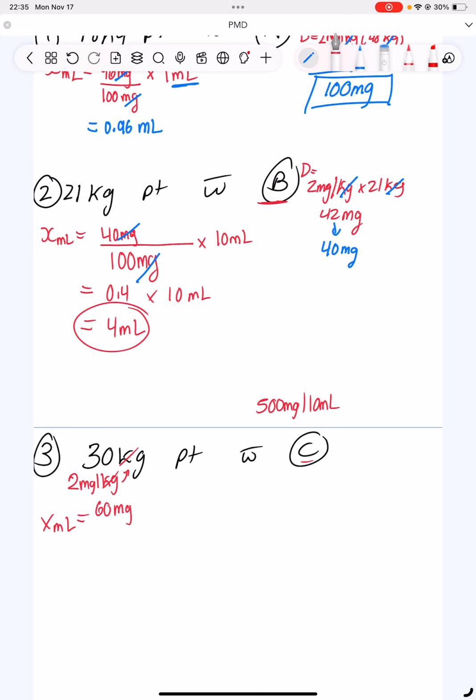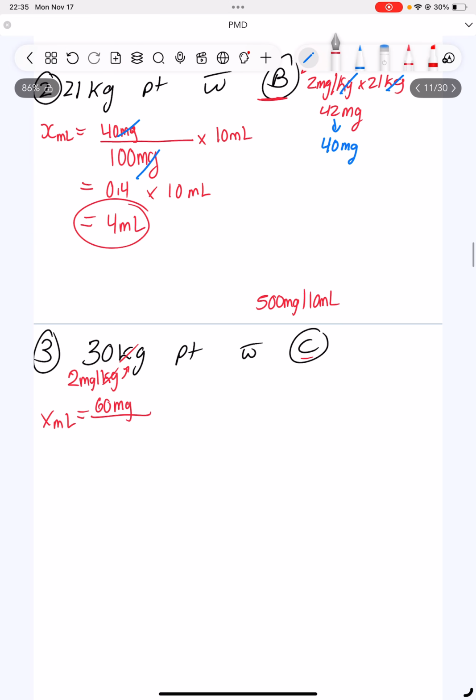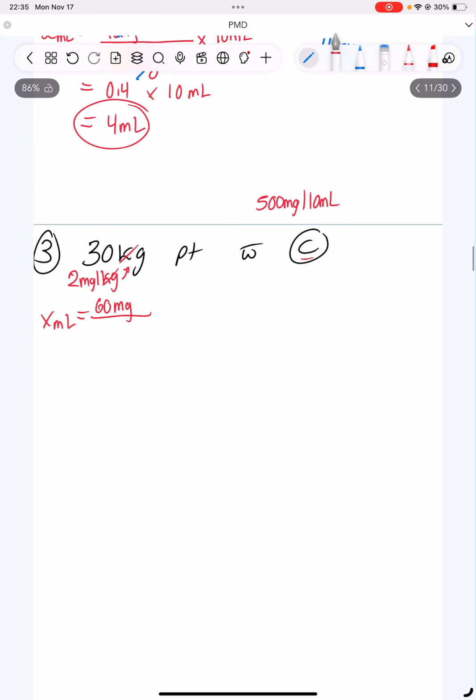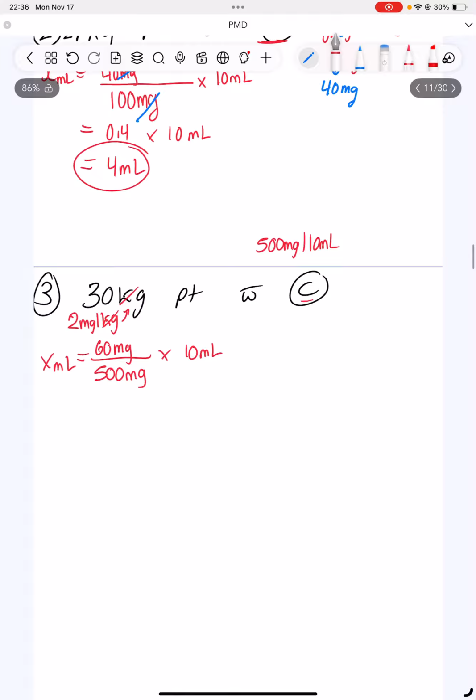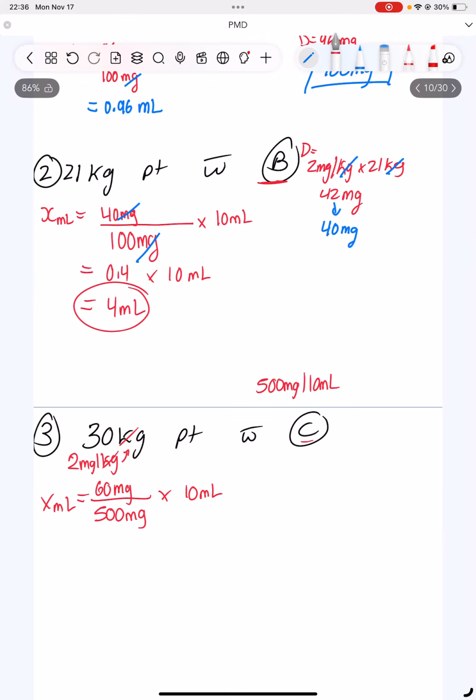X milliliters is going to equal 60 milligrams, and this time we're going to be, I'm sorry, it's sliding all over the place here, 500 milligrams times 10 milliliters. Okay, so just from the logic of this, we just did a very similar equation, and it was 4 milliliters. However, this time we're much more concentrated, so it's unlikely to be as much as that.